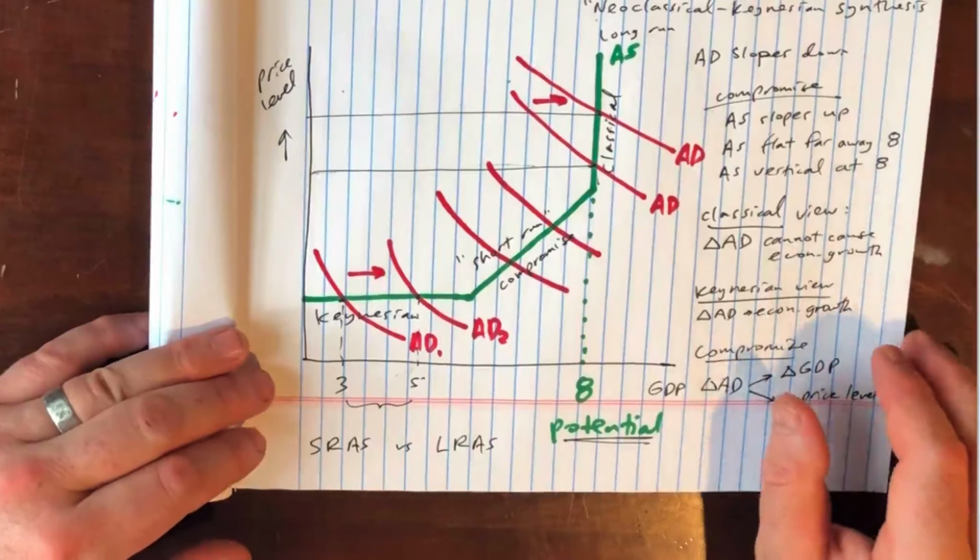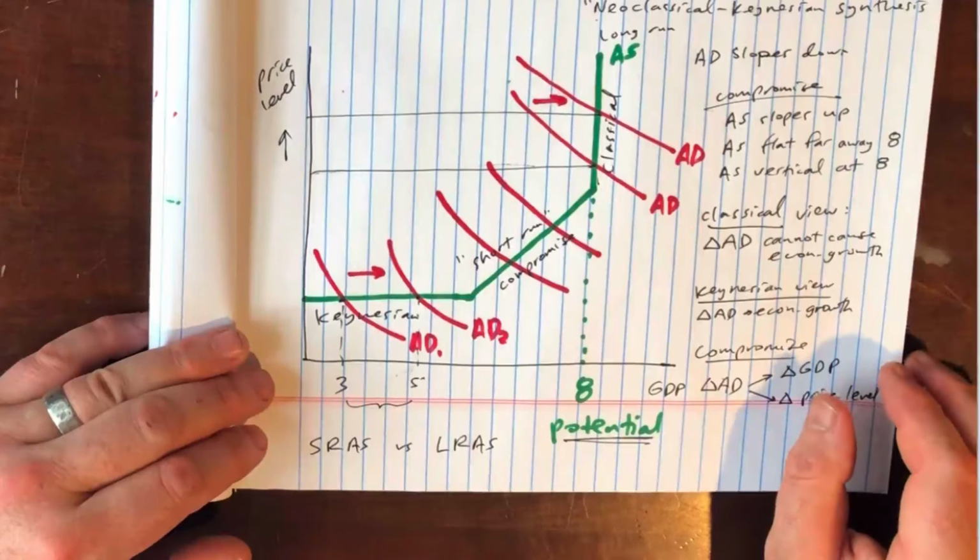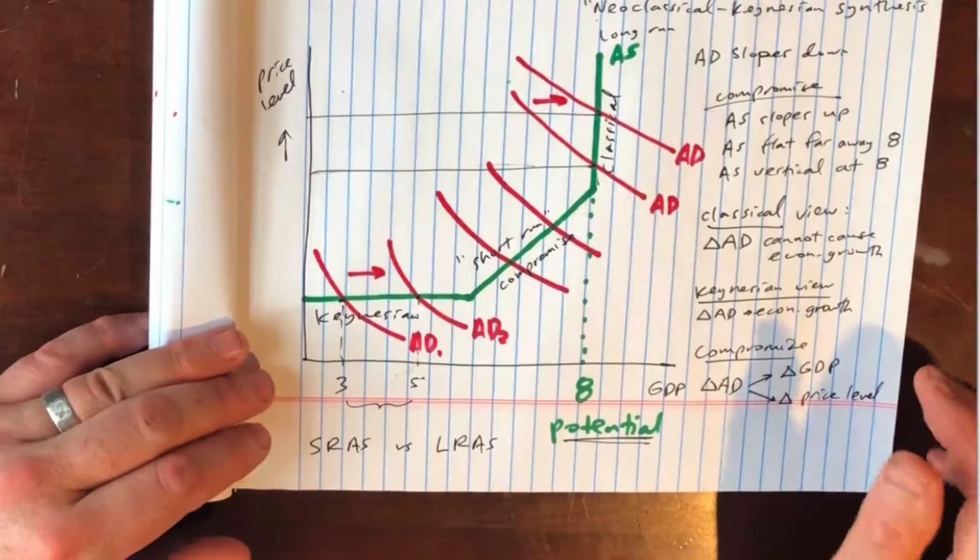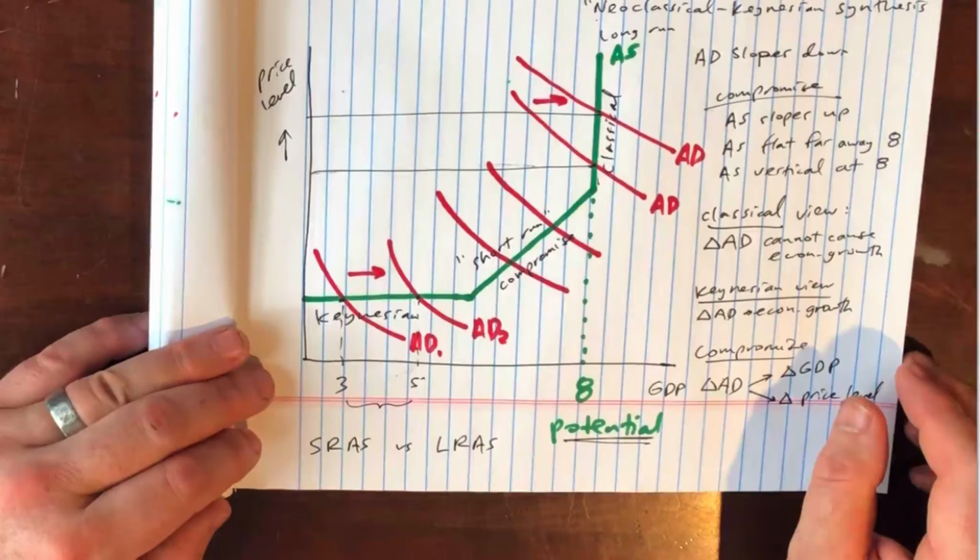All right, so that's my lecture on aggregate supply and demand. We can use this to understand changes in economic growth and the price level.